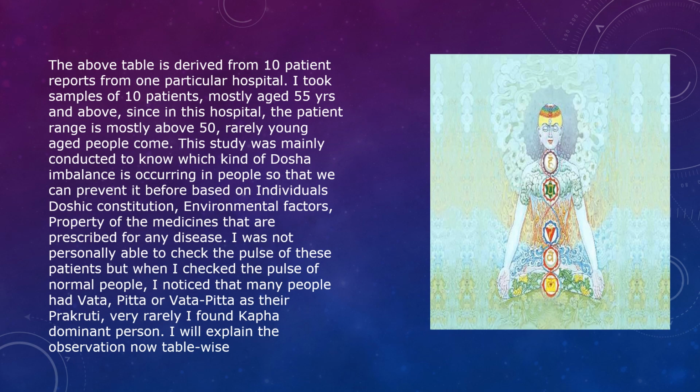The above table is derived from 10 patient reports from one particular hospital. I took samples of 10 patients, mostly aged 55 years and above, since in this hospital the patient range is mostly above 50, and rarely do young people come. This study was mainly conducted to know which kind of dosha imbalance is occurring in people so that we can prevent it beforehand, based on individuals' doshic constitution, environmental factors, and property of the medicines that are prescribed for any disease.